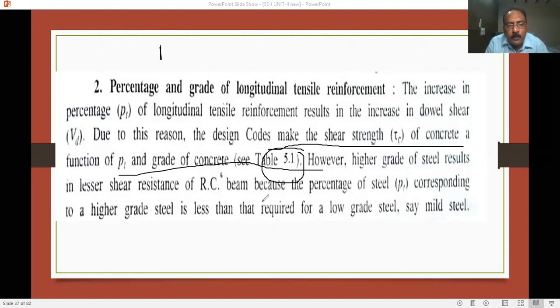According to that, we have to provide steel, say percentage of steel, with a higher grade of steel requiring less than low grade steel. So if you provide, instead of mild steel, higher grade HYSD bars and the required reinforcement, you will observe fewer shear cracks. You will have more shear resistance.